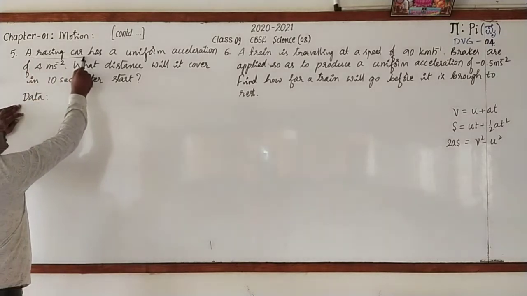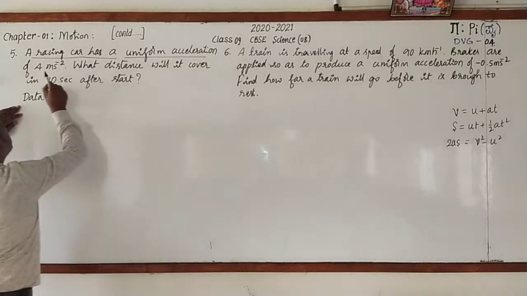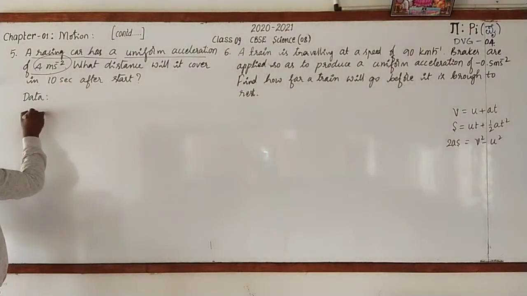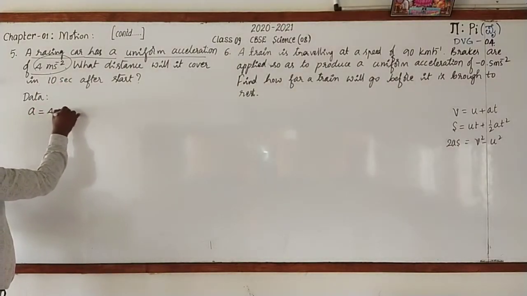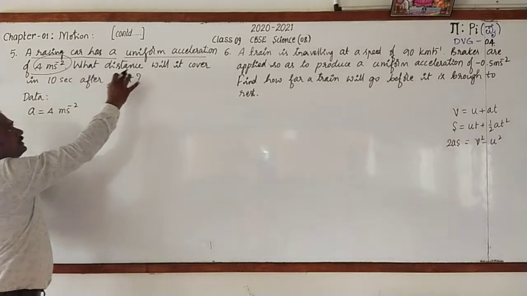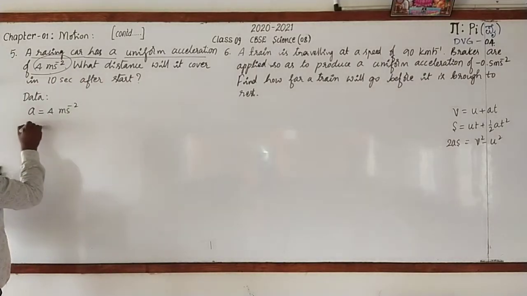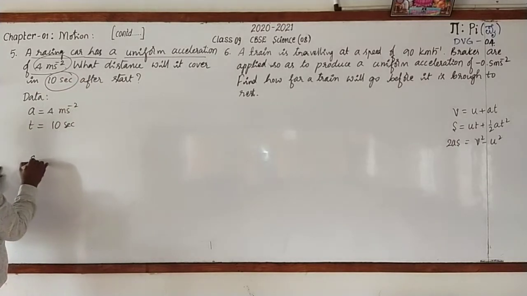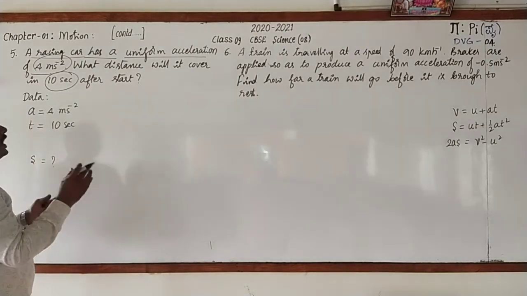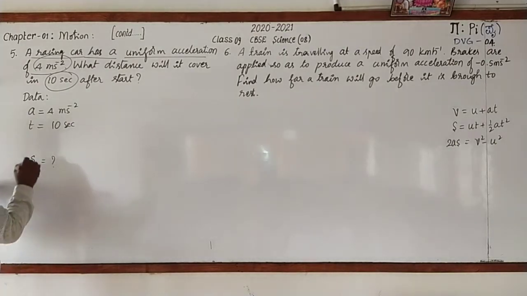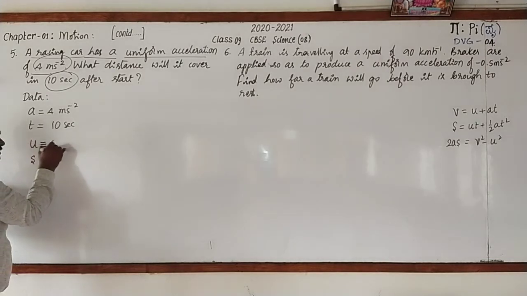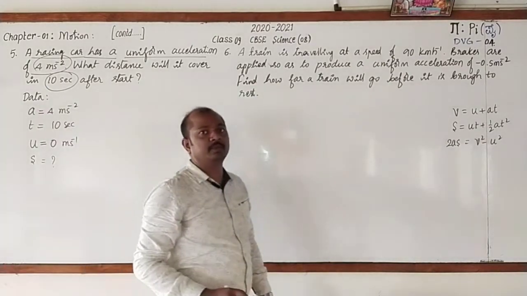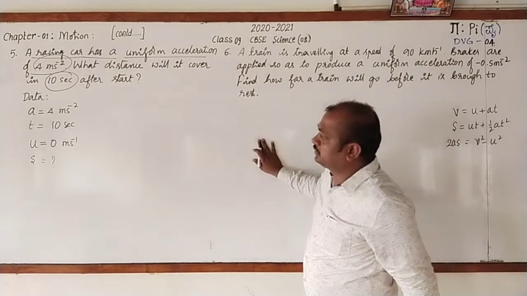A racing car has a uniform acceleration of 4 meter per second square. What does it represent? Yes, it is a, 4 meter per second square. What distance will it cover in 10 seconds? Where 10 seconds is time. How much distance it will cover? That is, after start. After start means its initial velocity was 0 meter per second. Right? So with this information, now we have to find out the displacement.